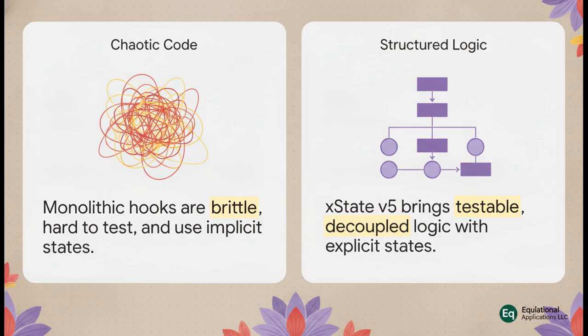This monolithic hook approach is so brittle. It creates these weird implicit states where somehow isLoading and isError might both be true at the same time, which makes absolutely no sense. Plus, it's a total nightmare to test because you have to mock an entire UI lifecycle just to check one simple logic branch. On the flip side, we have the solution: explicit state management using XState version 5. This approach gives us highly testable, completely decoupled logic.